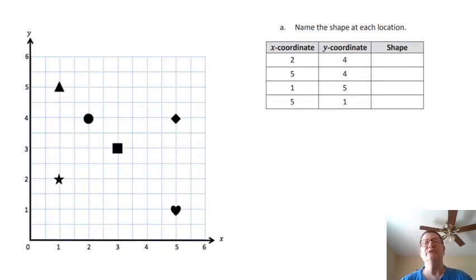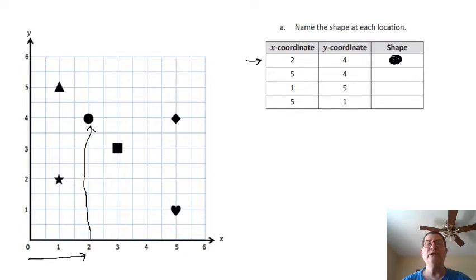Now let's start first at coordinate 2, 4. So that's telling me to go over 2 and up 4. Okay. Talking about this one right here. So if I look at my coordinate grid and I come over 2 and then I go up 4, I can see that I have the circle. I'm going to go ahead and put a circle in there. Okay.